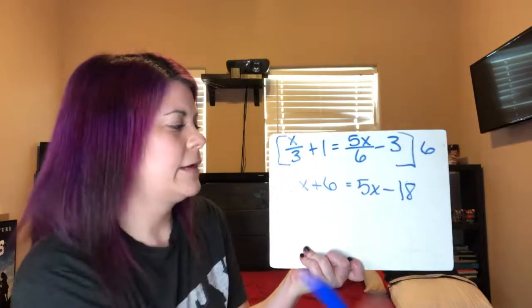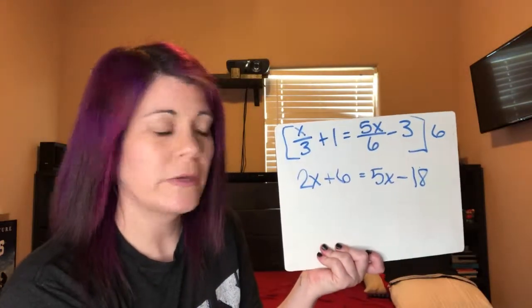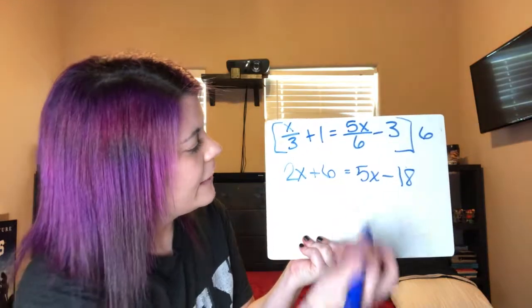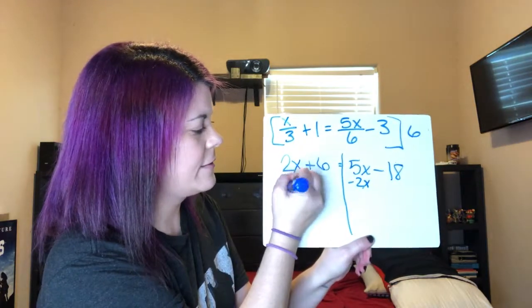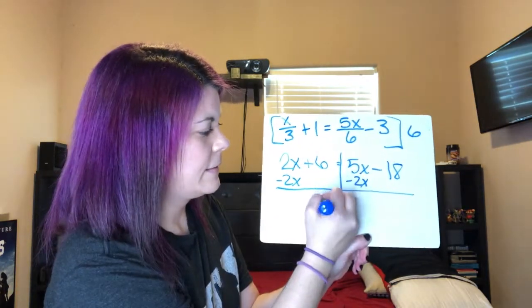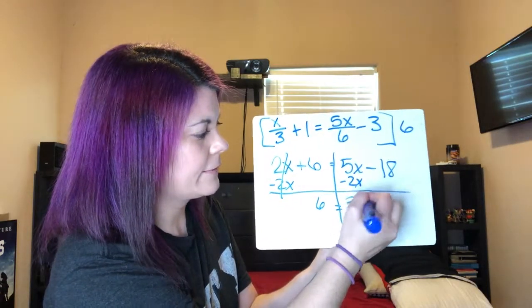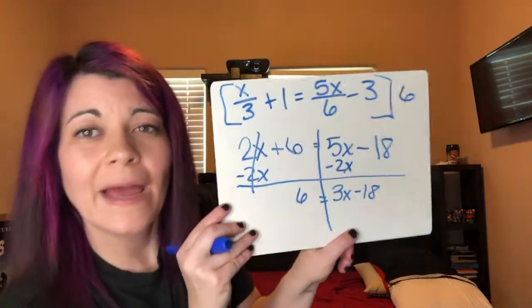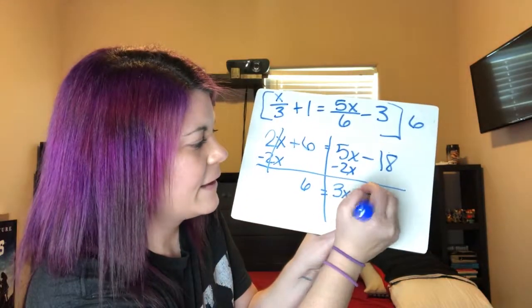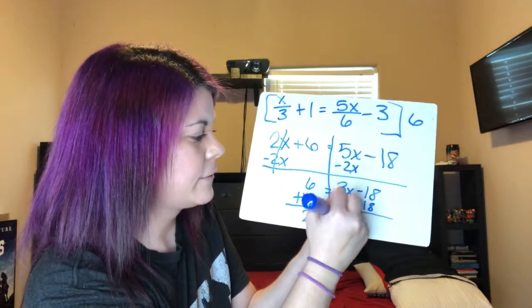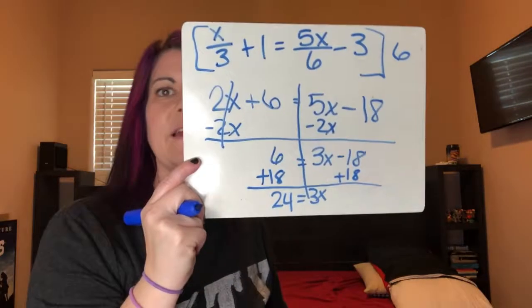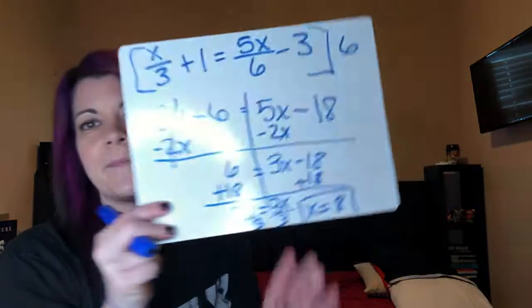But now we have no denominators, so that should be your goal, to have no denominators. And now we're going to solve this. I'm going to subtract 2x from both sides and get 6 is equal to 3x minus 18. And then I'm going to add 18 to both sides because I'm trying to isolate that x. You get 24 is equal to 3x. And then the last step is we divide by 3. Divide by 3, x is going to equal 8, okay?